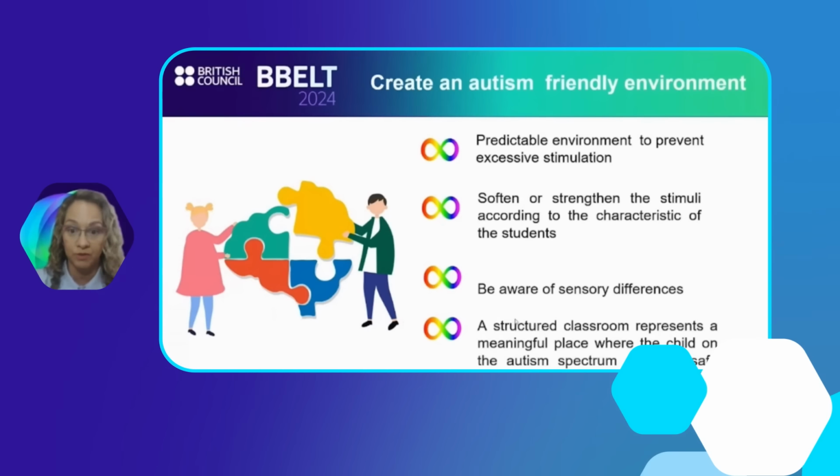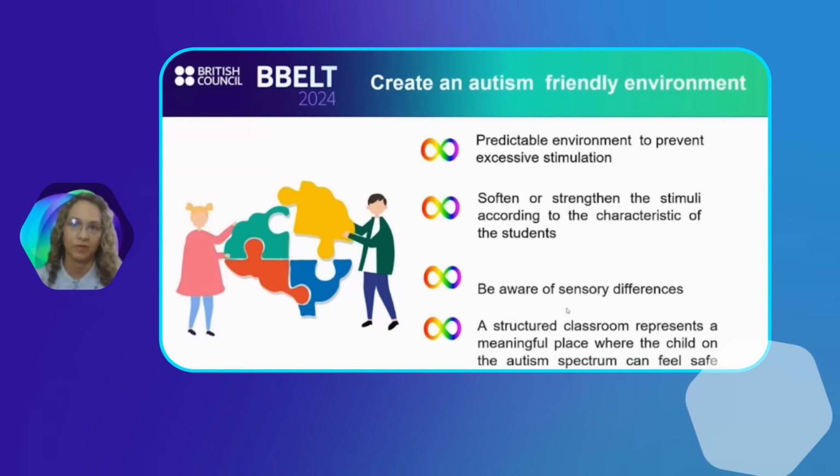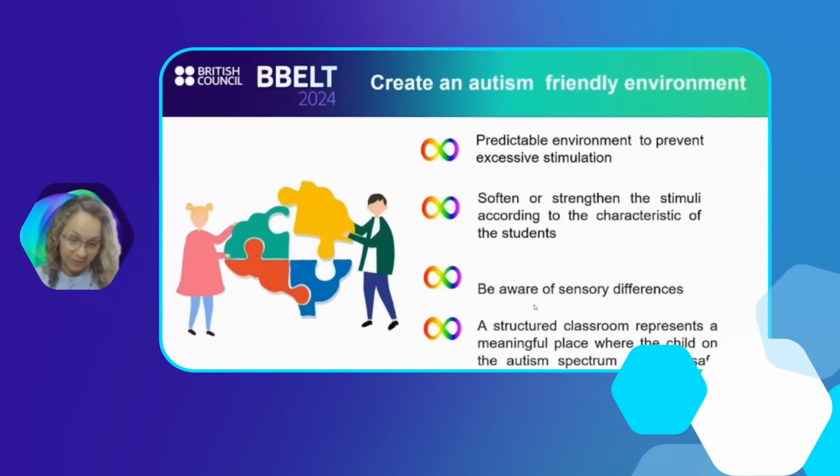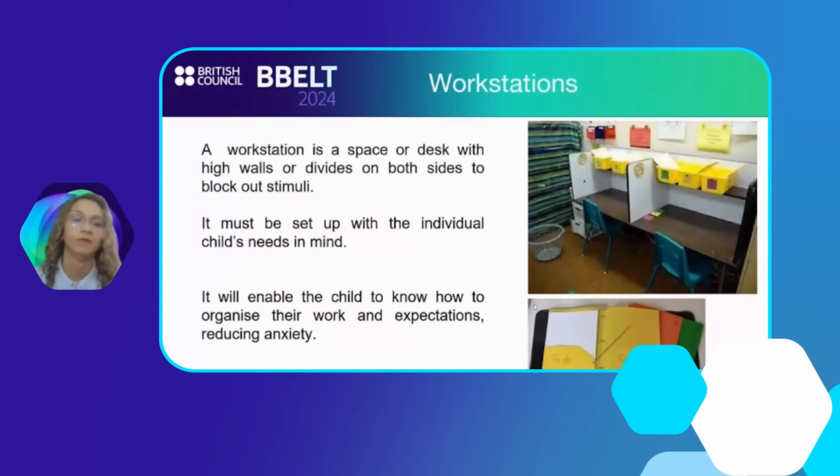That's why it is really important that you know and are aware of the sensory differences that they have, because it is not that an autistic child or student has problems with all the senses. It might be only lights or only sounds. It depends. That's why it is very important that you know about their sensory differences. This kind of structured classroom represents a meaningful place and also a safe place where this kind of student can feel safe and learn, because it will be easier for them to relate to the environment and other people.